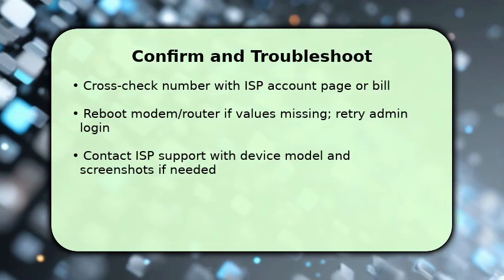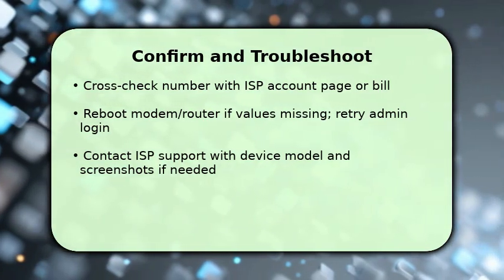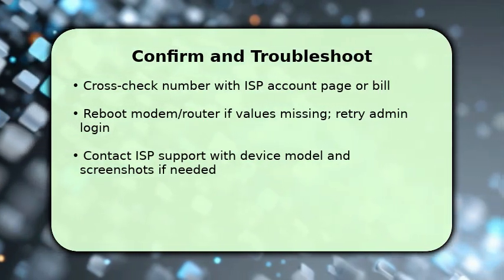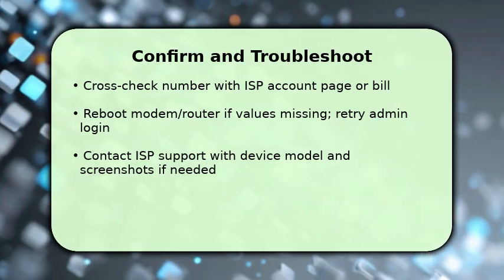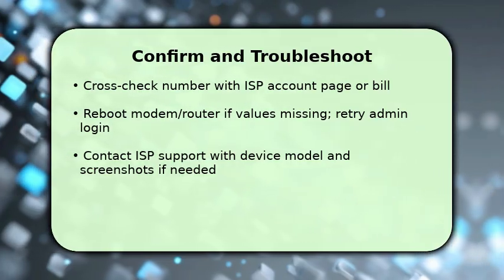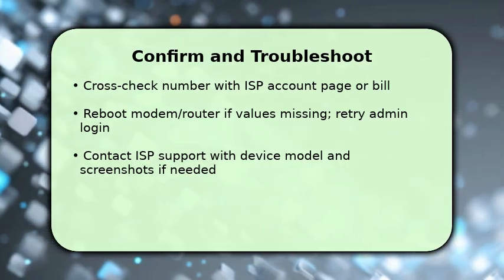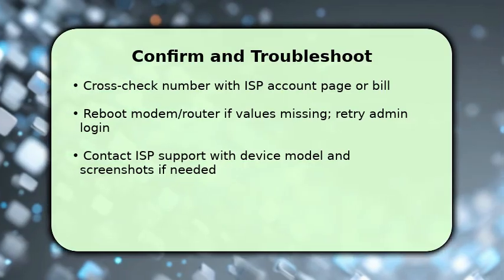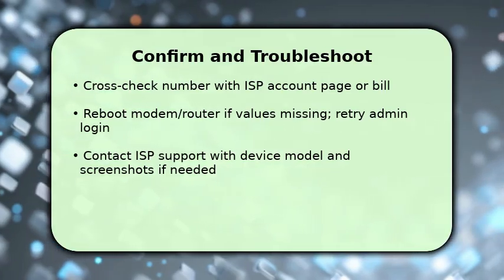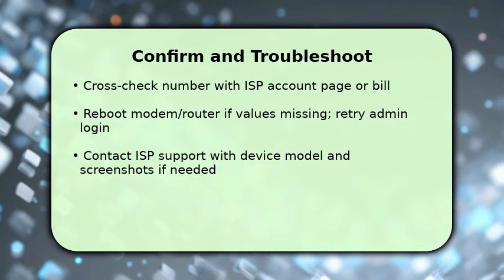You finish by confirming what you found against the ISP account portal or a recent bill. Consistency prevents mistakes. If the router shows empty fields, restart the modem and router, wait for sync, and recheck the WAN or DSL pages. Make sure firmware isn't hiding details by exploring advanced menus.